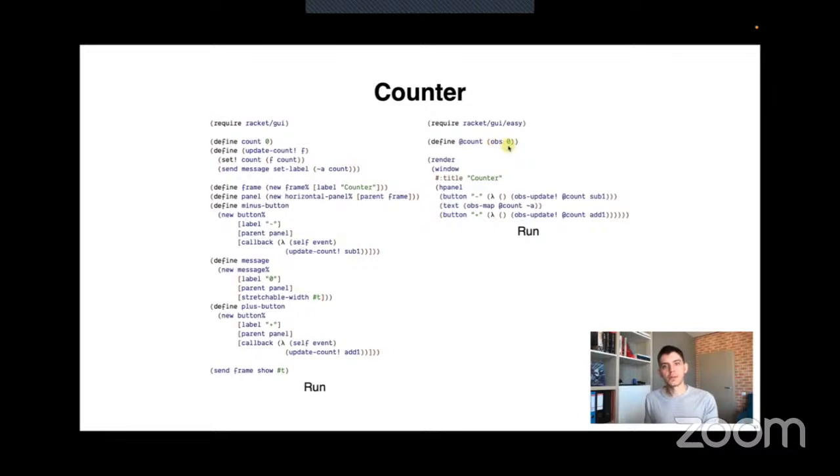In the GUI Easy version, we wrap the counter in an observable value, and then GUI Easy knows how to propagate changes to that value up to the views that depend on it, in this case, the text view. So when the button's callback runs and changes the count, the text view is automatically updated with that new count, and we don't have to do anything ourselves.